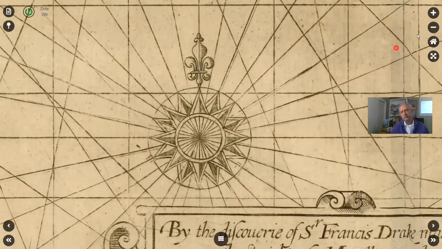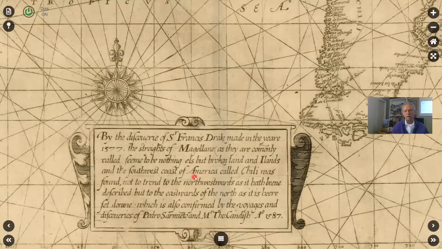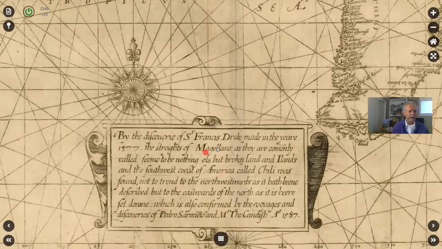And what that cartouche is really saying is that Francis Drake sailed around South America and discovered it was not just a point, it was a bunch of islands. And it goes on and talks about some other things too. It talks about Thomas Cavendish and talks about Pedro Sarmiento also.